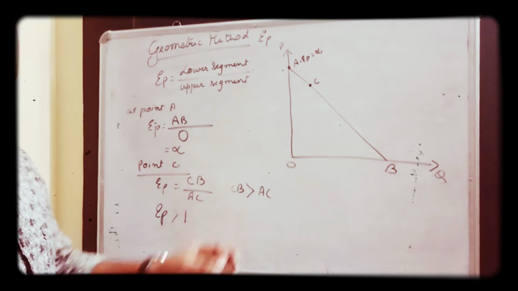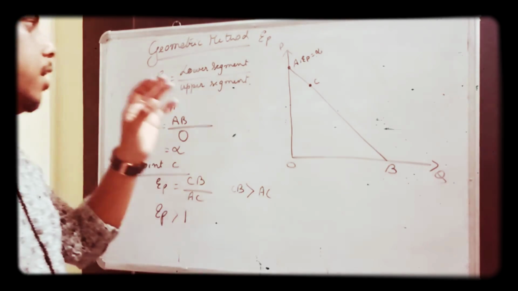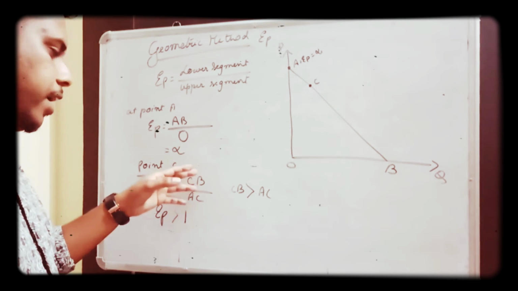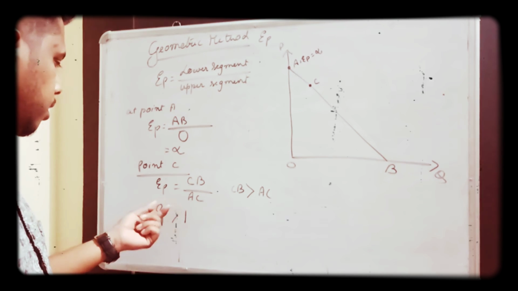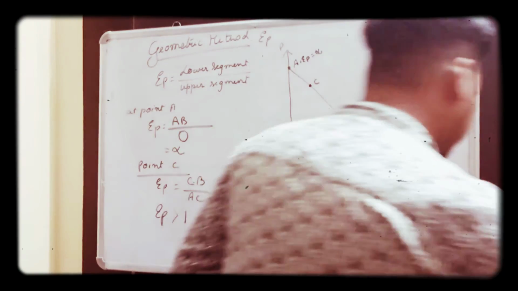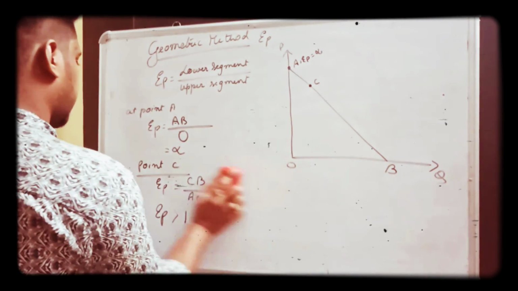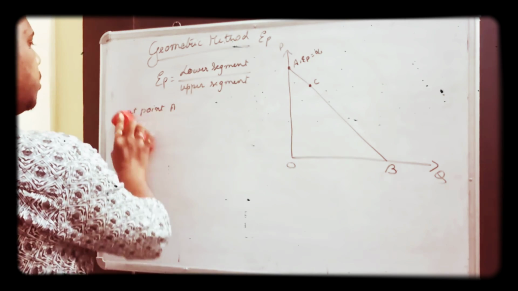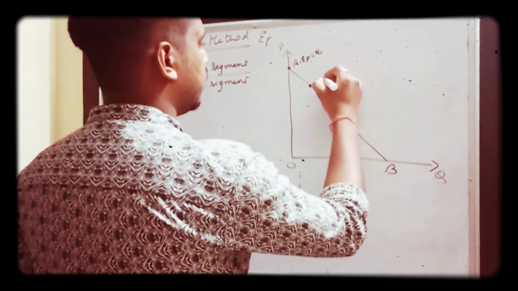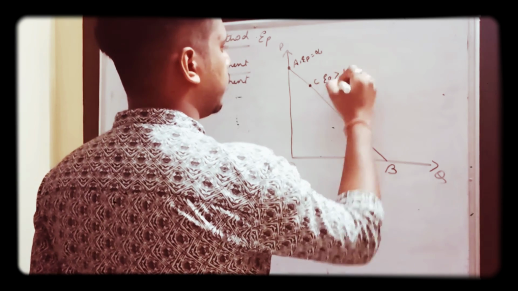In the geometric method, we will not get a definite value of the price elasticity, rather we will get a rough figure. So over here, as the numerator is greater than the denominator, the price elasticity would be greater than 1. We are done with 2 points, 3 more points to go.